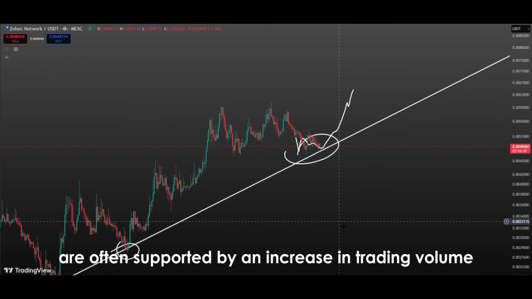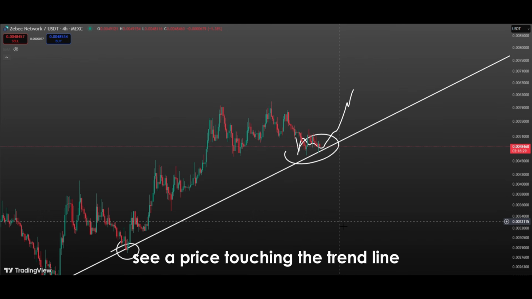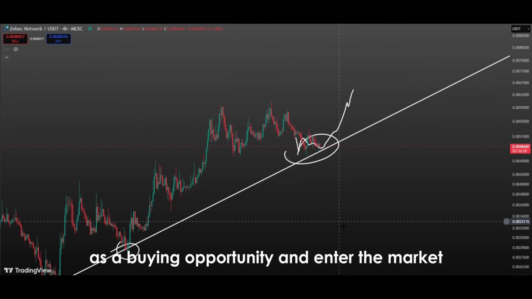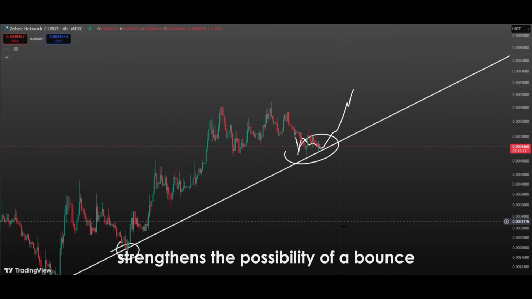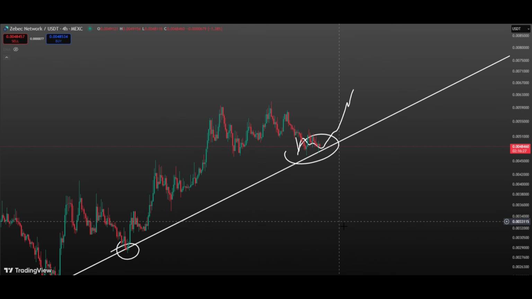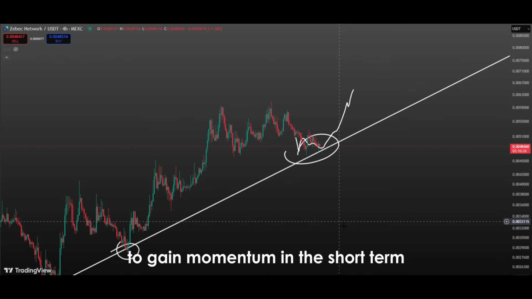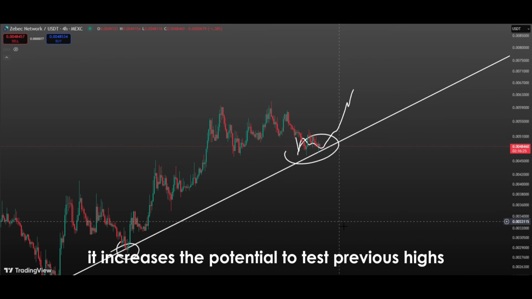Such moves are often supported by an increase in trading volume because technical traders see a price touching the trend line as a buying opportunity and enter the market collectively. Increased volume strengthens the possibility of a bounce. In such cases, price action tends to gain momentum in the short term, and in the medium term, it increases the potential to test previous highs.